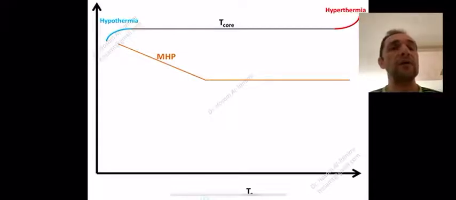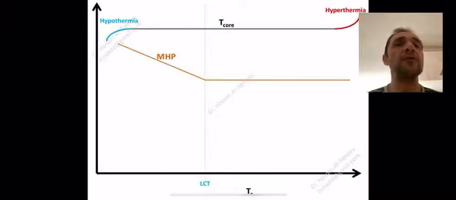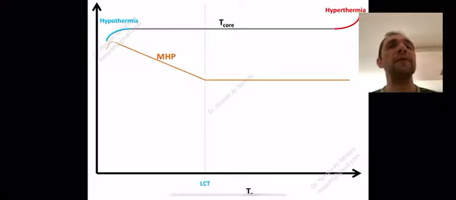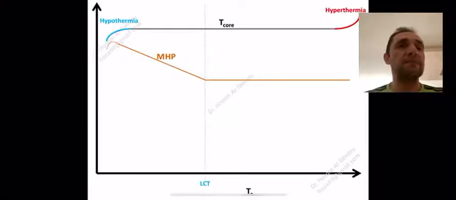Now, the lower critical temperature is the ambient temperature below which the metabolic heat production has to start rising significantly in order to counteract the exceedingly cooler and cooler ambient temperatures, and therefore the body can now maintain homeothermy because of this means.